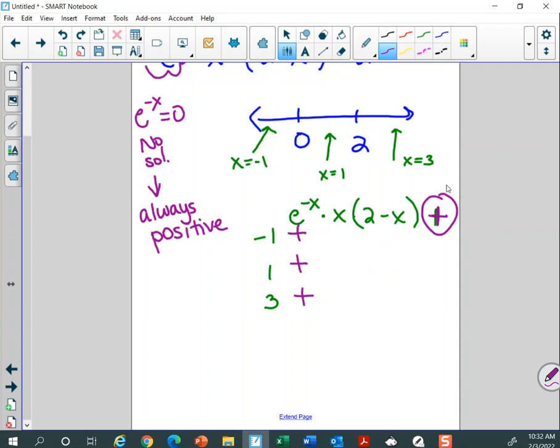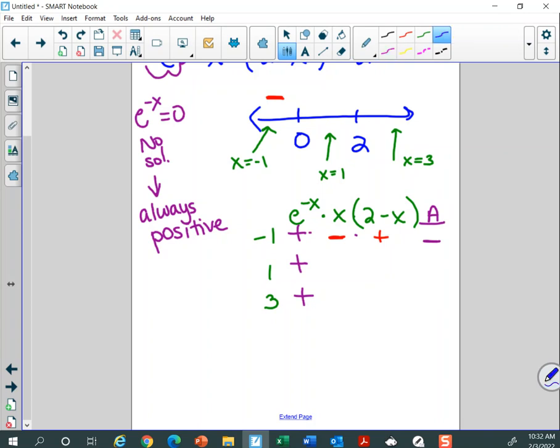But e to the negative x is always positive. If I put a -1 in, the x that's there is negative because it would be -1. 2 minus -1 would end up as +3. So the answer to that product would be negative.